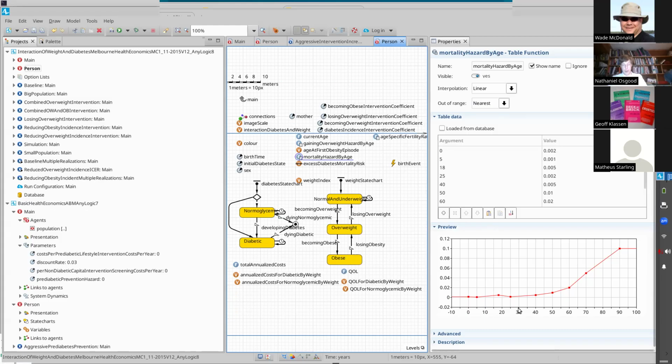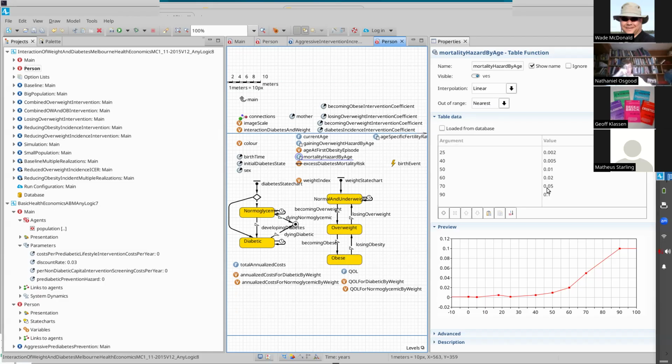Here I go, I say, I'm a 40-year-old. What's my chance of dying per year if I'm normal glycemic? Or I'm a 70-year-old. What's my chance of dying per year? It's about 0.05 for a 70-year-old. So there we go.